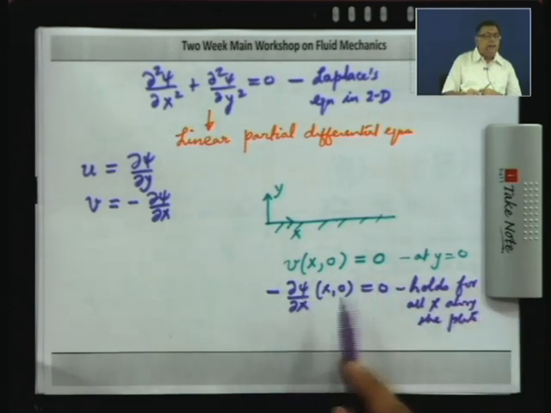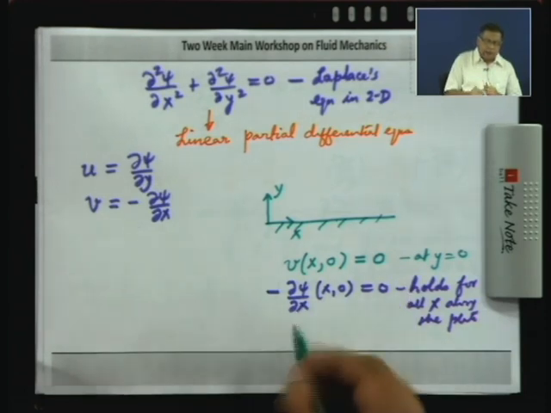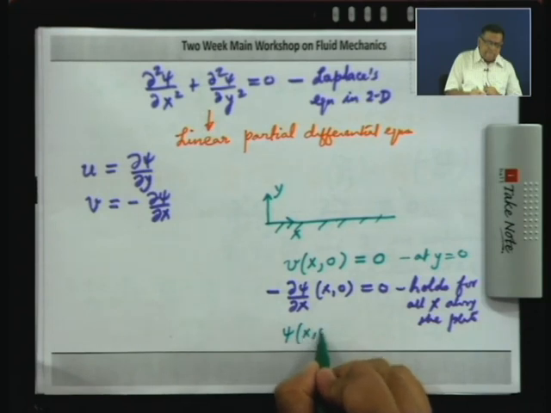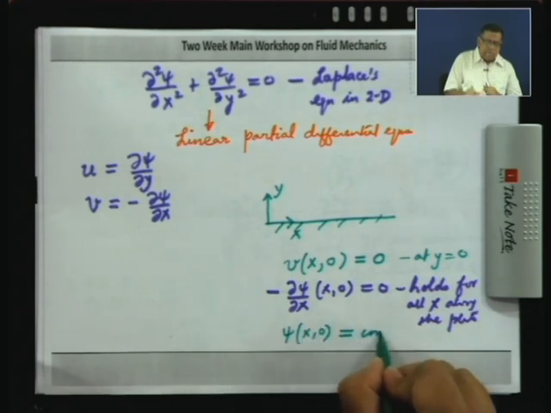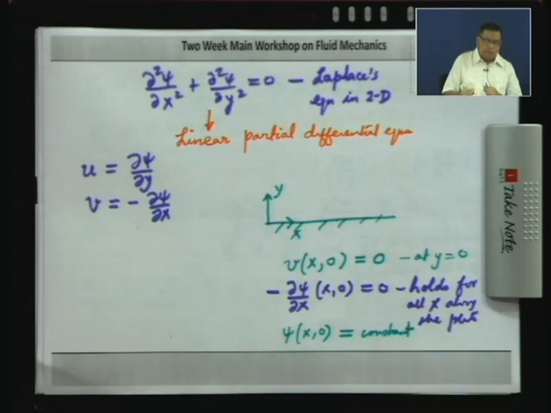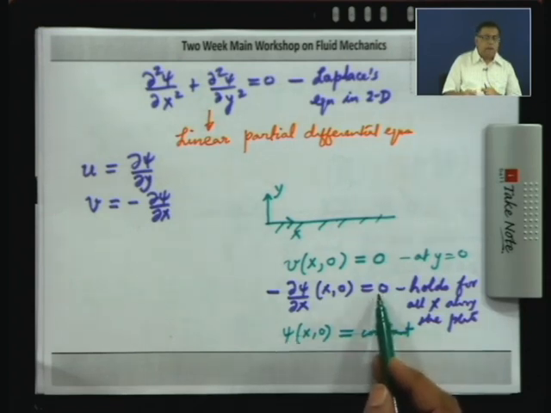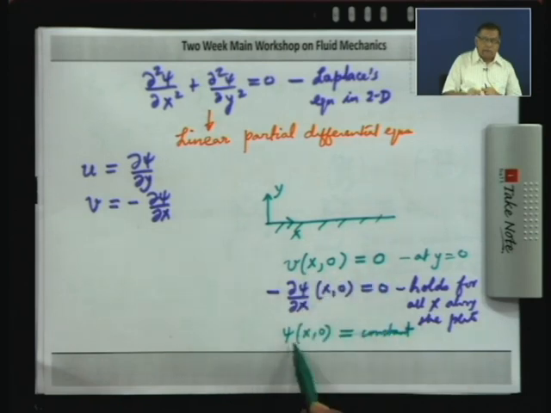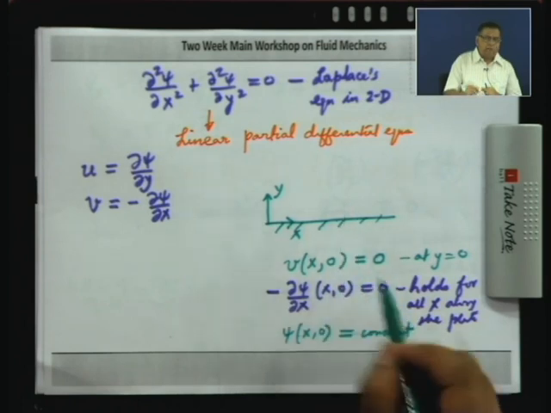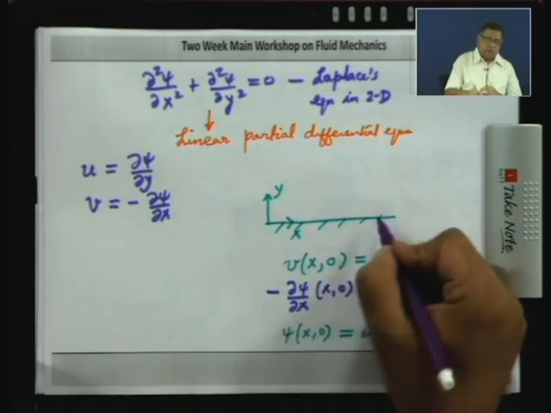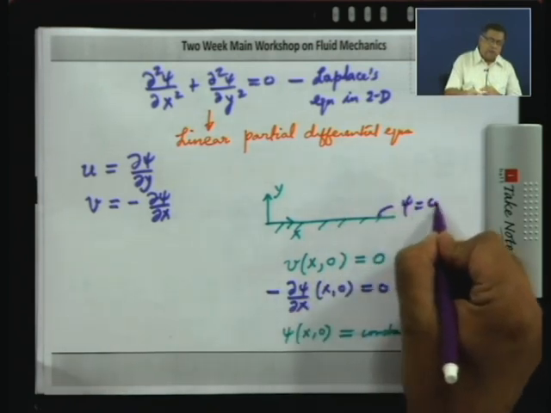So, if it is an identity in x, I can integrate it with respect to x, and the integral, psi of x comma 0, is a constant. If you have difficulty in following this, take this expression and differentiate both sides with respect to x. So, del psi del x will be del x of a constant, which is 0, which means that if psi is a constant along the wall, then the normal component of velocity is 0. So, here psi is constant.